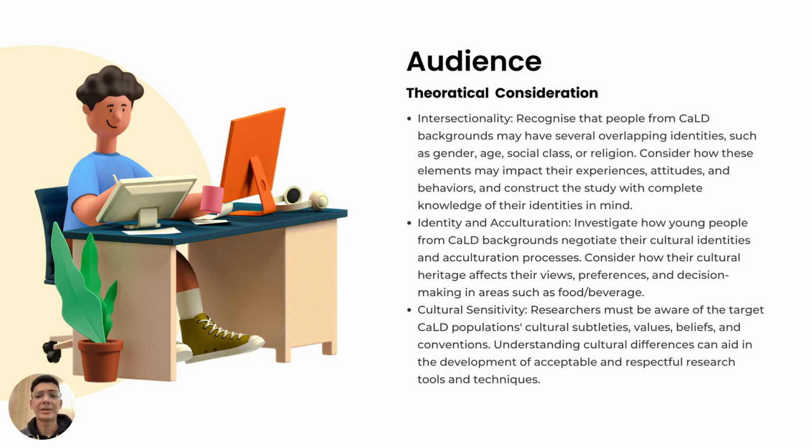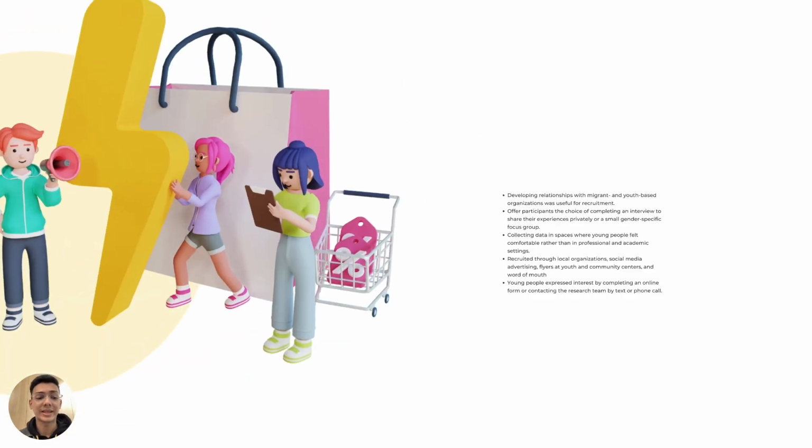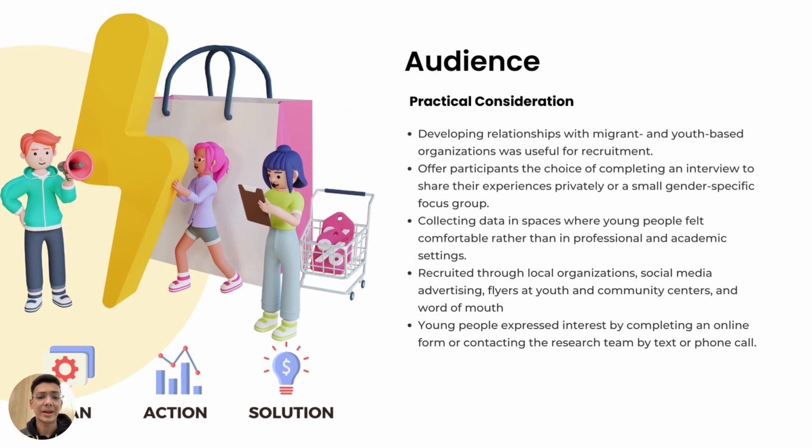Also, they may have multiple intersecting identities such as gender, age, socioeconomic status, or religion. Consider how these factors may shape their experience, attitude, and behavior, and incorporate a holistic understanding of their identities in the research design. So, the second subtopic is practical consideration.